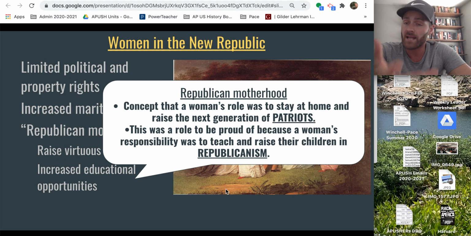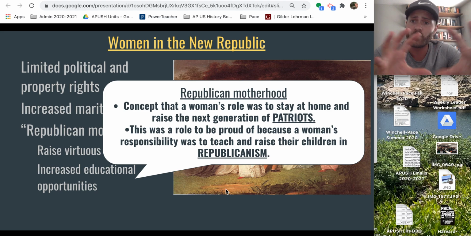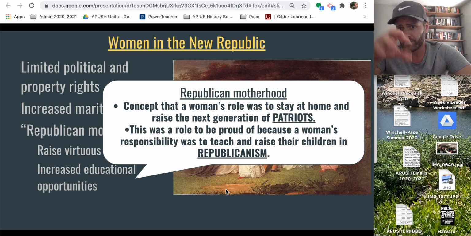This is a role in society at the time we're very proud of, because women's responsibility was to teach and raise their children in Republican ideals of representative government and doing what's right for the common good, the citizenry as a whole. So that's the role of women here in this whole conversation. It is, of course, not what Abigail Adams asked for when she asked John Adams to remember the ladies in forming these new systems of government. But nonetheless, it does provide a reasonable starting point for the trajectory of women's progress over time.